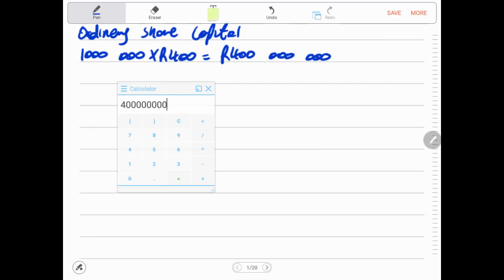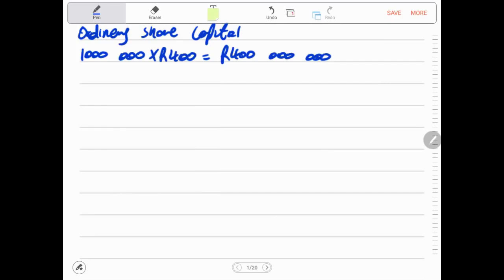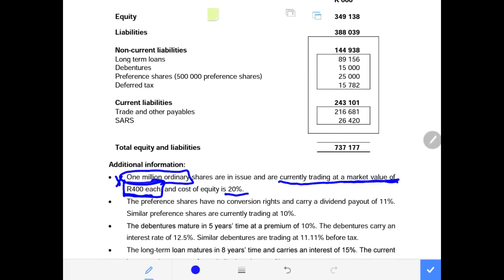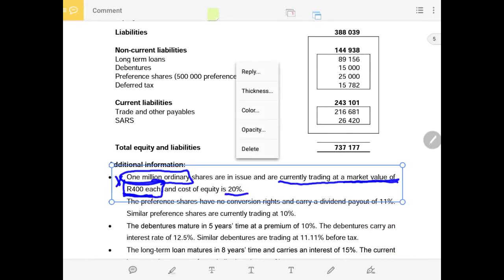400 million. Then we are done with the first source of fund or first financial instrument, which is our ordinary share capital. Then we go to the second one, and the second one is the preference shares.